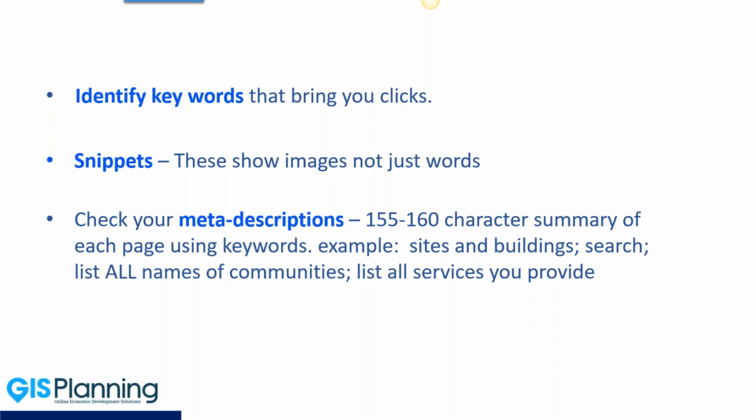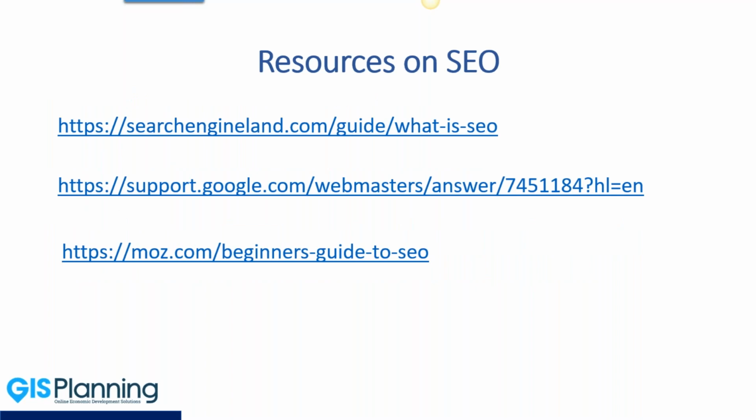So for example, as you're writing your meta descriptions, you're going to use sites and buildings. You're going to list all of the names of your community. You're going to list all of the services you provide. It all helps with that search engine optimization. On our GIS planning, the ZoomProspector Enterprise Site Selection application, at the very bottom of all of the properties, we list all of the communities that are part of the community that we're serving, and that's all part of our search engine optimization plan. So here are a couple resources on search engine optimization that will help guide you. Some may be creating your own website and building your own website.